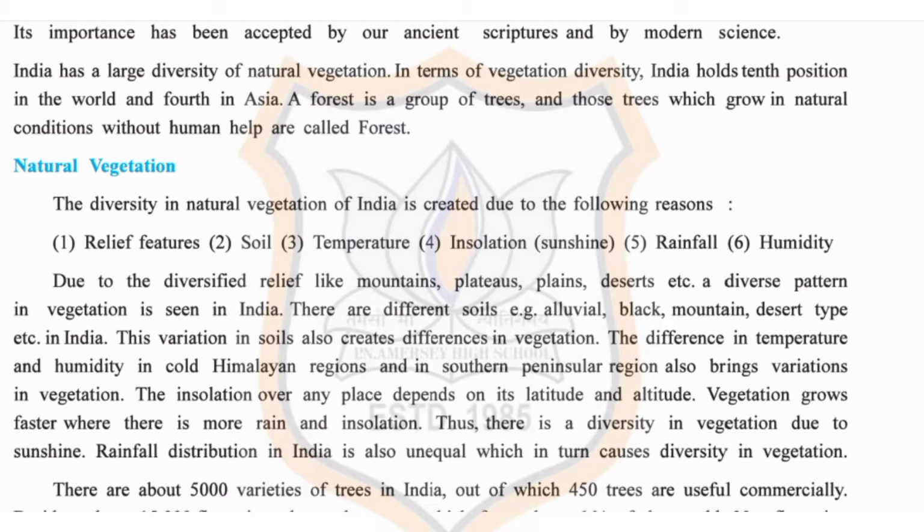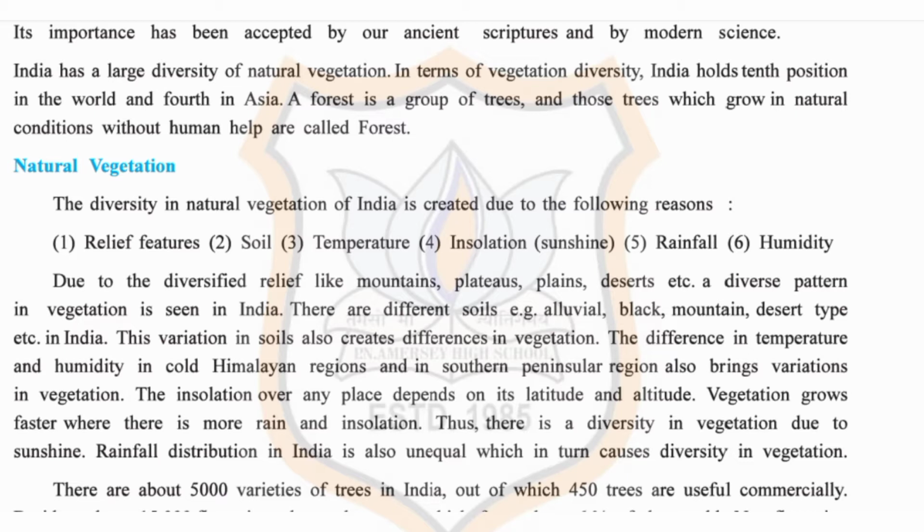Now, due to the diversified relief like mountains, plateaus, plain, desert, etc., a diverse pattern in vegetation is seen in India. There are different soils, example, alluvial, black, mountain, desert type, etc. in India. This variation in soils also creates differences in vegetation. The difference in temperature and humidity in cold Himalayan region and in southern peninsular region also brings variations in vegetation.